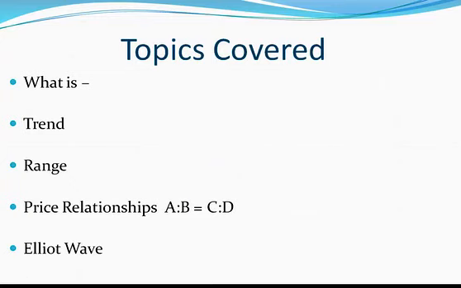We're only going to cover 5 different ideas today, 4 different ideas. We're going to cover trend. We're going to cover range. We're going to cover price relationships, what we call an A to B, C to D relationship. And then we're going to cover the basic beginning of Elliott wave. In the future, we're going to expand on Elliott wave. We're going to look at lots of charts in Elliott wave, and then we're going to expand from that into harmonics.